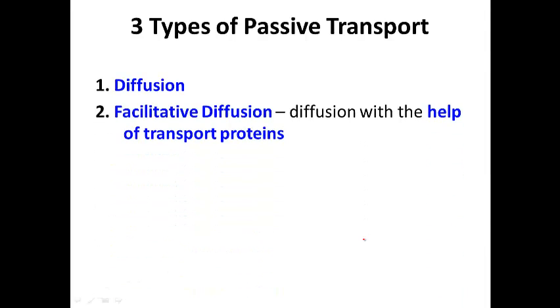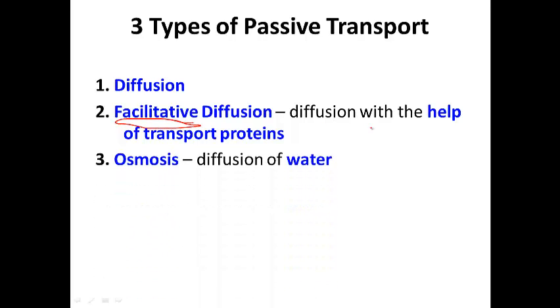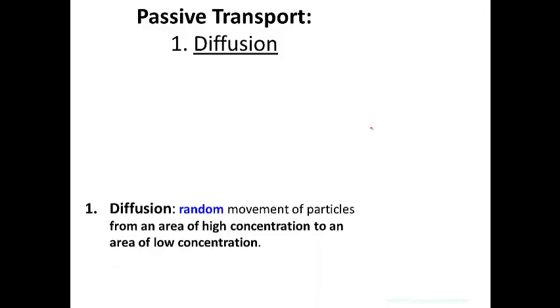So the 3 types of passive transport are diffusion, facilitated diffusion, which is just diffusion with the help of transport proteins. Facilitate means to help. And osmosis, which is the diffusion of water. We're going to talk about each of these very quickly. So the first is diffusion.